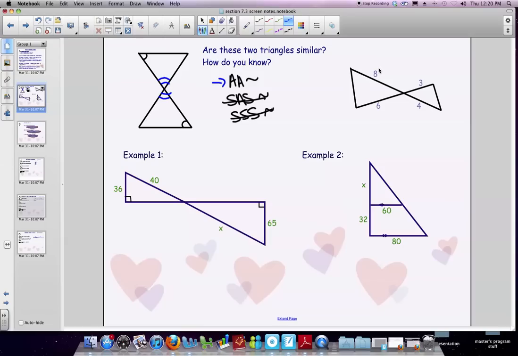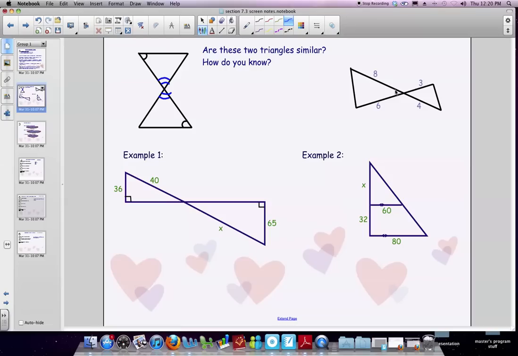So we do have 2 pairs of sides that are proportional. If we have 2 pairs of sides, the only thing we need then is the angle in between those 2 sides. If we know that the angles in between those 2 sides are congruent, then our triangles are similar using the side-angle-side theorem.